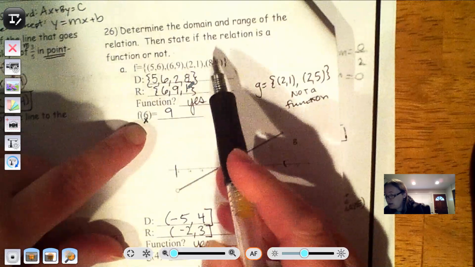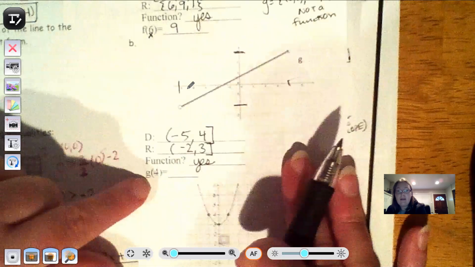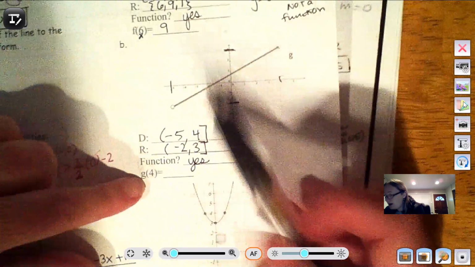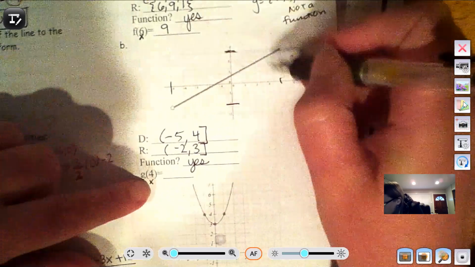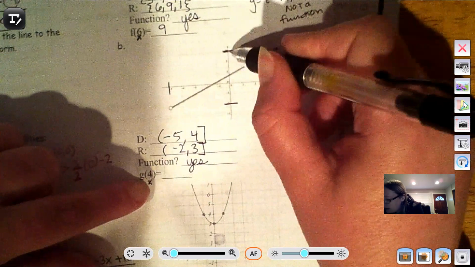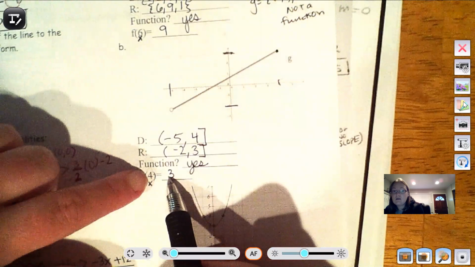Oh, right. Okay. So here in the graph version, instead of the ordered pairs, g of 4 means an x of 4. So when I go to x of 4, the point I get out has a y of 3. So again, it's like x and y coordinates.